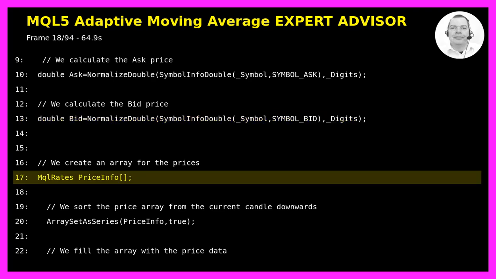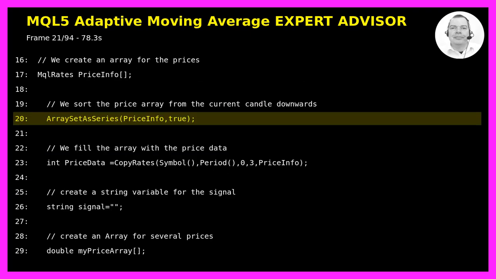Next, we create an array called PriceInfo of type MqlRates to store price data. MqlRates is a special structure that contains open, high, low, close, and other information for each candle. We use ArraySetAsSeries with the parameters PriceInfo and true to sort this array from the current candle downwards, meaning the most recent candle will be at index 0.